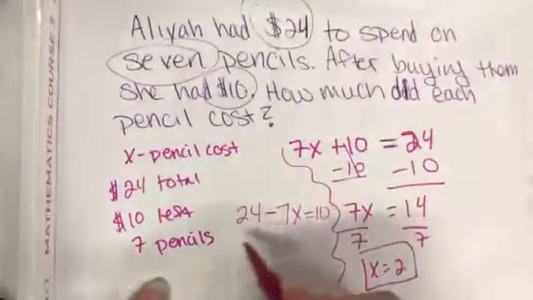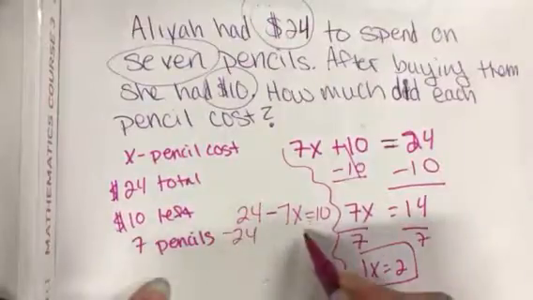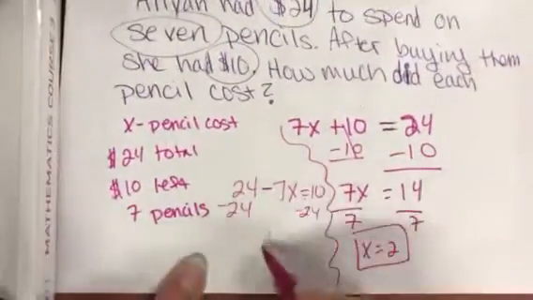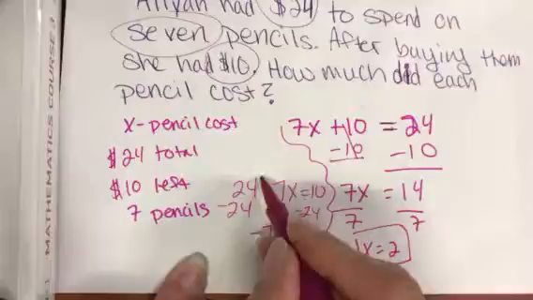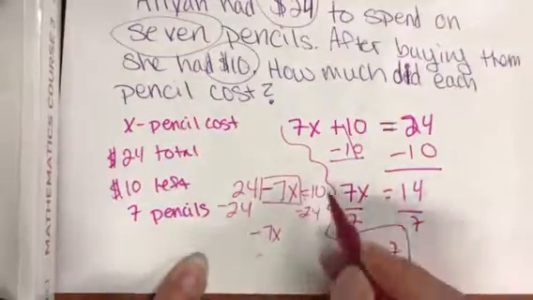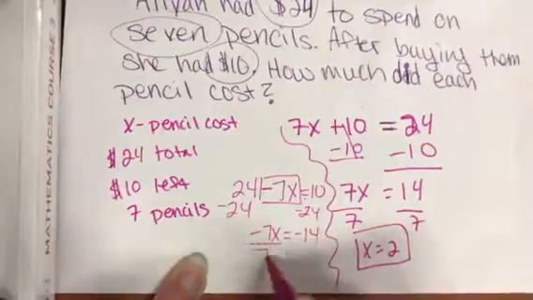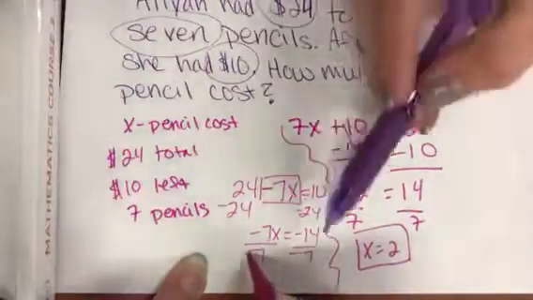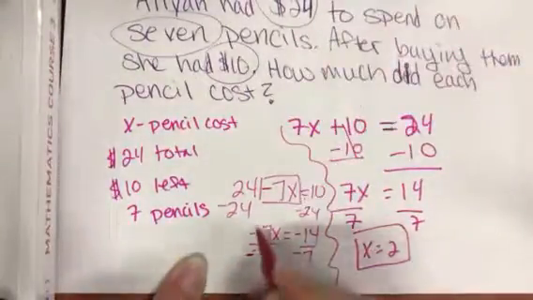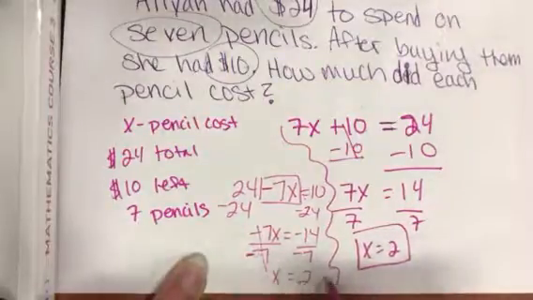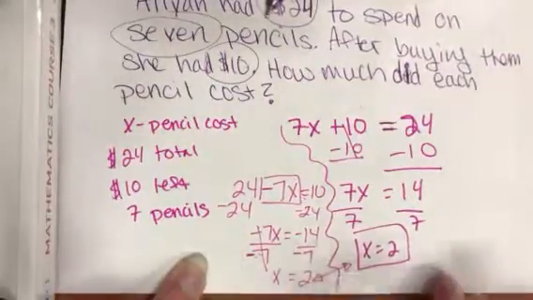Okay, so if we were to just subtract 24 from each side, I would be left with negative 7x. Don't forget that negative belongs to the 7x. Yes. And then 10 minus 24 is negative 14. Divide each side by negative 7. That's a negative, y'all know. Negative divided by negative is going to give you a positive. X equals 2. So these are the exact same thing.